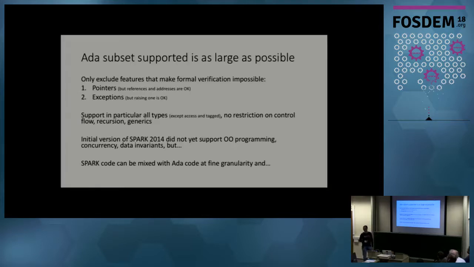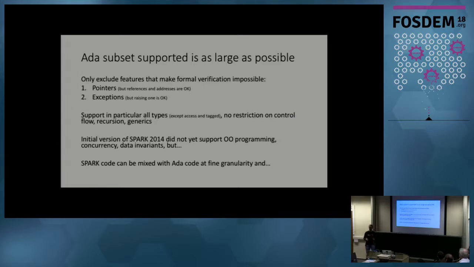Still, the initial version of Spark 2014 did not support a number of things. So we felt we had done a big jump here. Some people were saying, well, you don't support OO, you don't support concurrency, tasks, configuration objects, you don't support data inference that had just been added to Ada 2012.